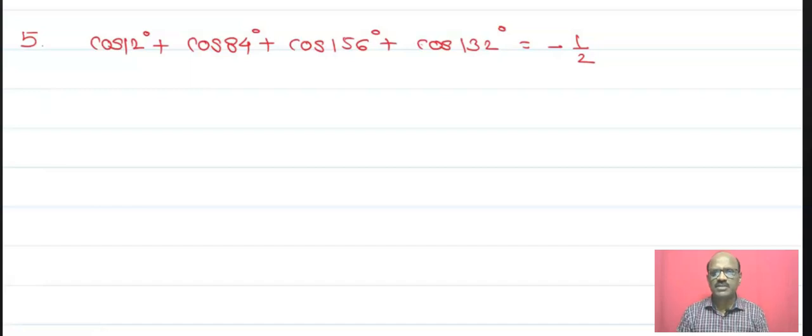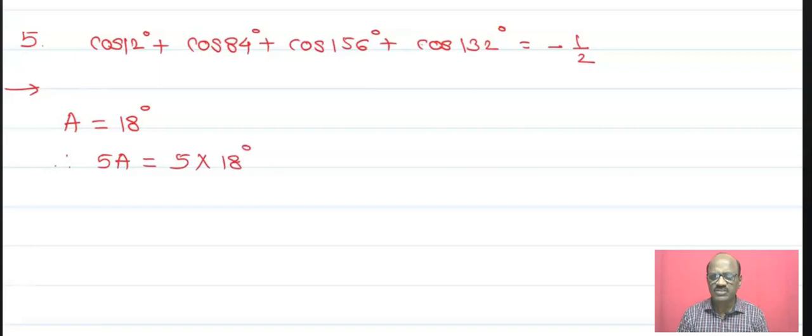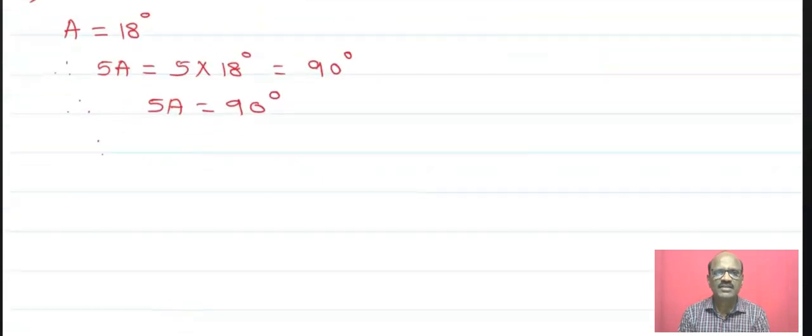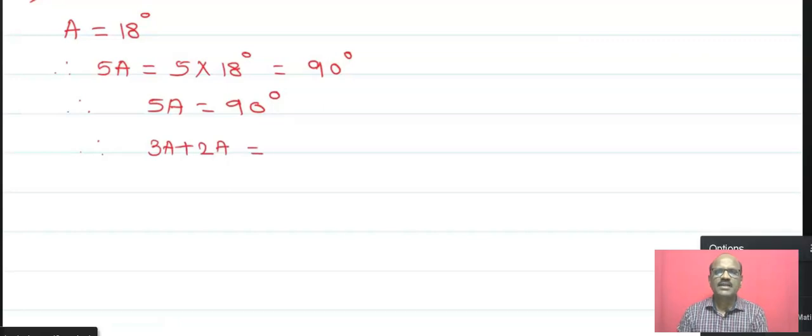Now here we will see question number 5. Cos of 12 plus cos of 84 plus cos of 156 plus cos of 132 is equal to minus 1 upon 2. This is a very long and very important question. Now here we consider A equals 18 degrees, and therefore 5A is equal to 5 into 18, that is equal to 90 degrees. Therefore 5A is equal to 90 degrees.